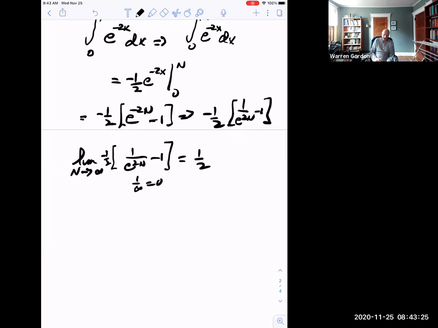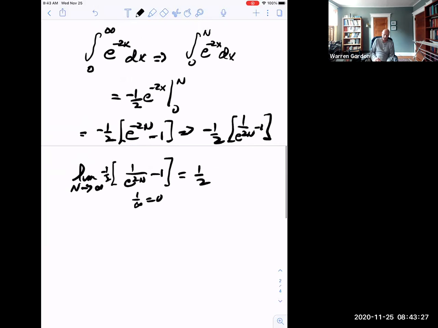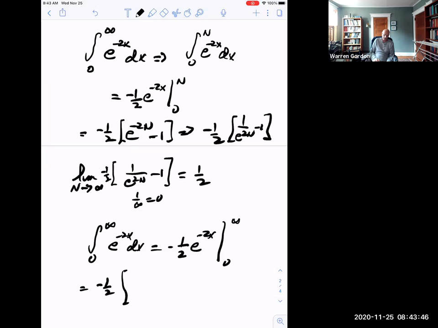Again, I could have been a little sloppier and not put in the n if we understand what it means. That is, I could have written the integral from 0 to infinity of e to the minus 2x dx is minus 1/2 e to the minus 2x from 0 to infinity. Well, let me just rewrite it one more time.